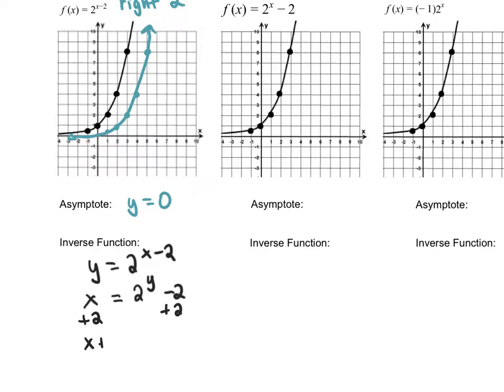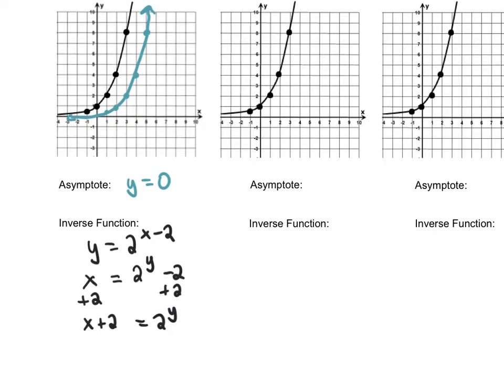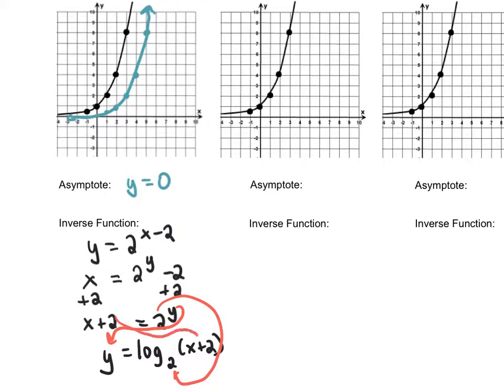So if I add 2, I get x plus 2 equals 2 to the y. And then if I want to change it to logarithmic form, I get y, which is the exponent, equals log base 2 of x plus 2. And again, just recall, whatever was the exponential goes by itself, the base goes here, and whatever was on the other side of the equal sign goes here. So it's just a rearrangement into this log function. So this log function is the inverse function of 2 to the x minus 2.